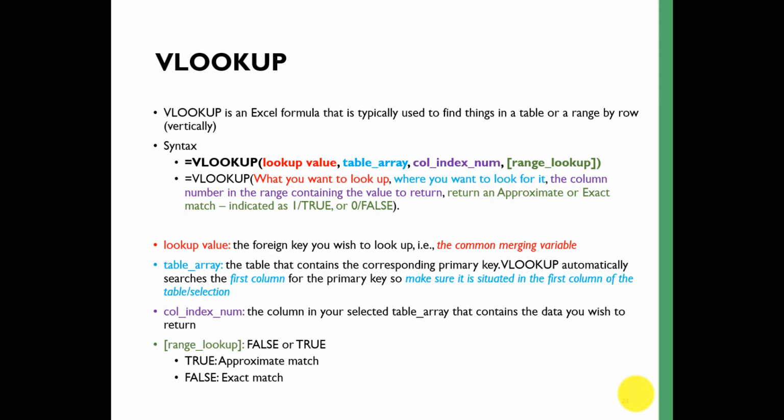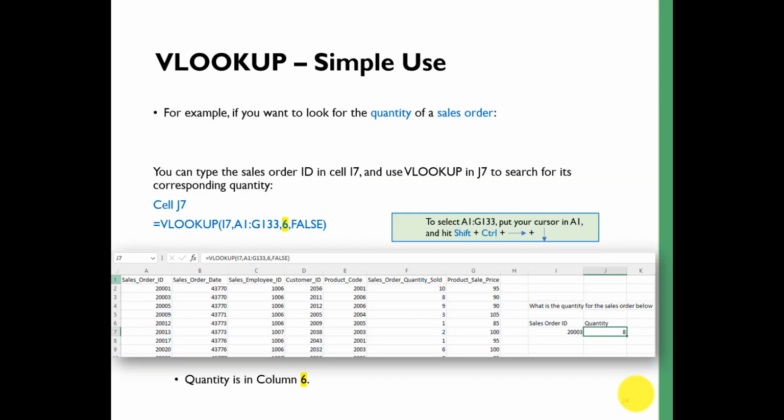So after looking at the syntax of VLOOKUP, let's try a couple of examples to see how we can apply the VLOOKUP formula. The simple use of VLOOKUP is just to look up things in a table or a range of cells. For example, if you want to look for the quantity of a sales order in the sales table, this is what you can do. So let's now go to Excel to see how we can implement the VLOOKUP formula.